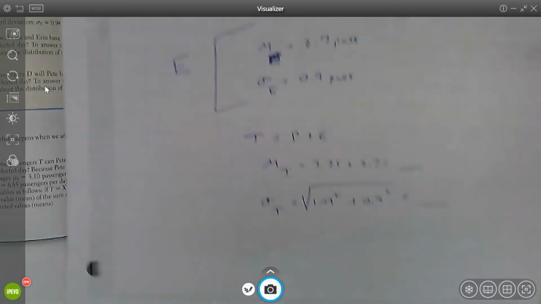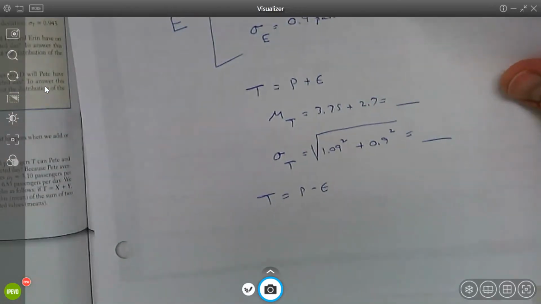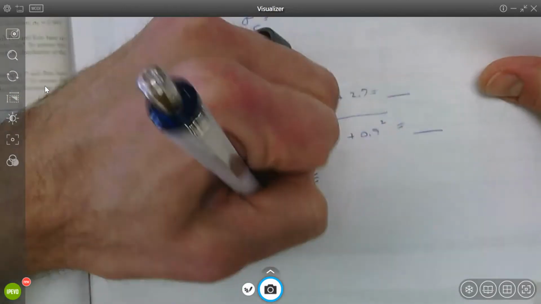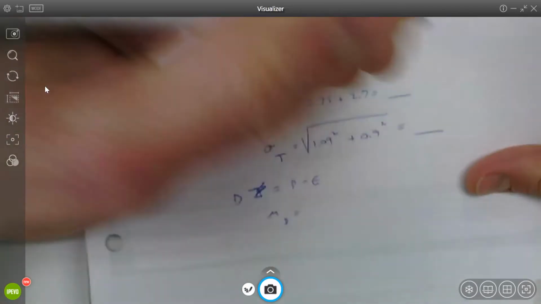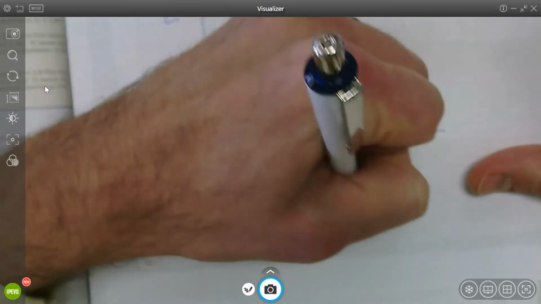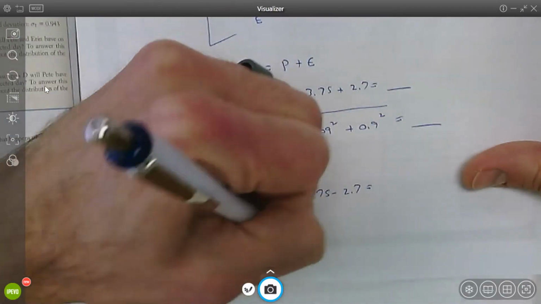We also looked at what if we were looking at how many more passengers we expect Pete to have than Aaron. So let's call this D for difference. So the mean difference would just be the difference between the means. That's it. Means play nice. Standard deviations.